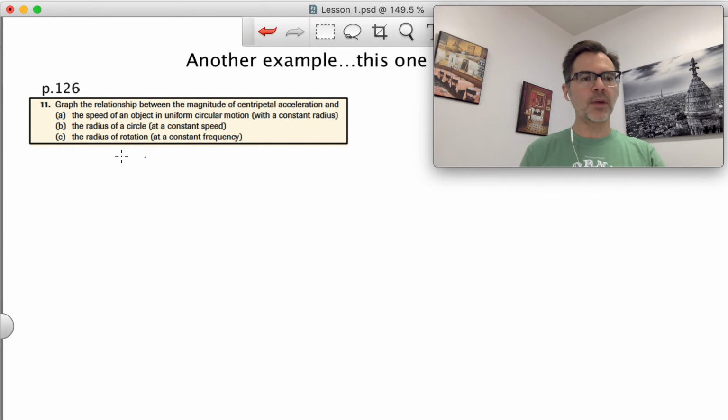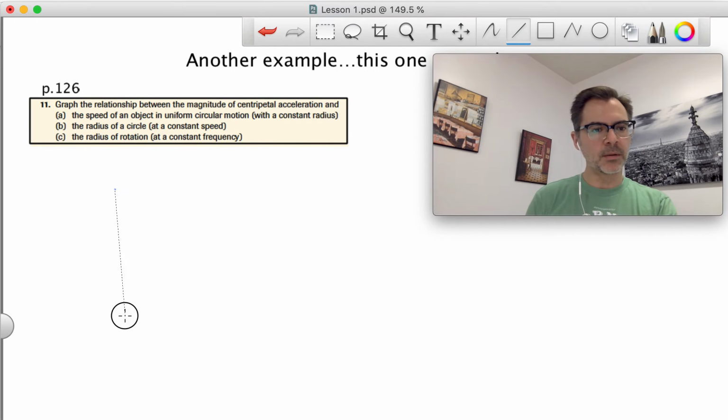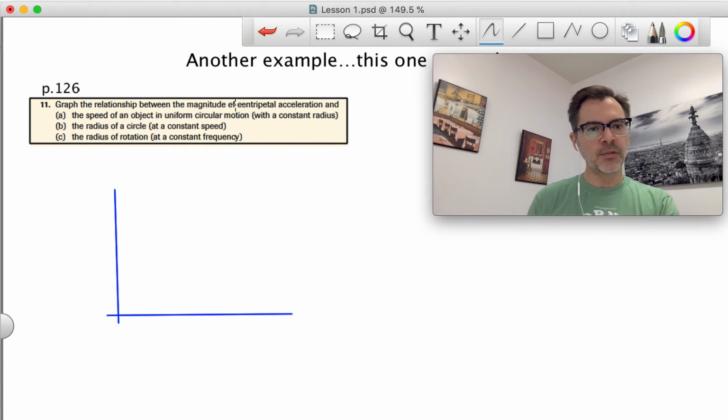We finish up with question number 11 on 126, and this one I'm just going to go through really quickly with you because it may throw some of you. So let's take a look. Graph the relationship between the magnitude of centripetal acceleration and A, B, C, three different things. I'm going to make a little graph because that's what they asked for. They want the relationship between centripetal acceleration, so AC goes on the vertical axis, and in A, the speed of an object in uniform circular motion with a constant radius.